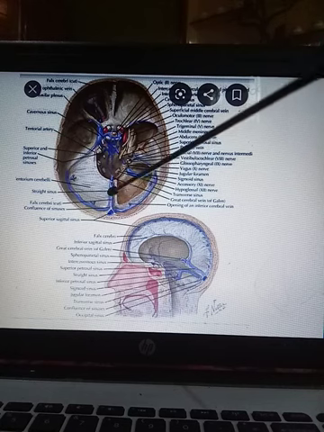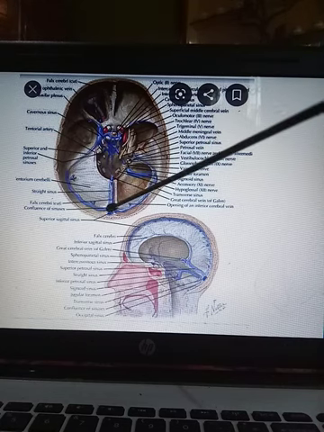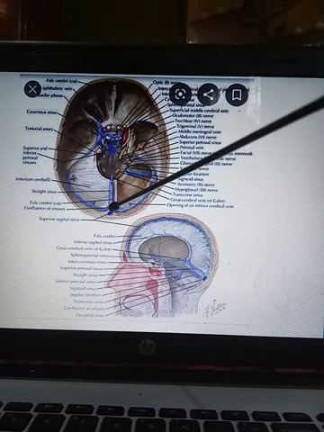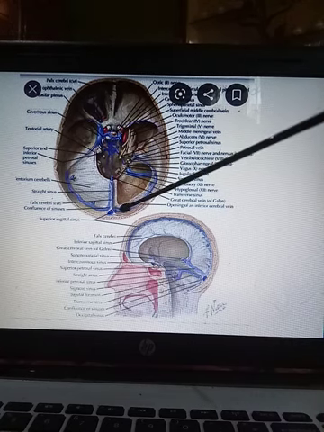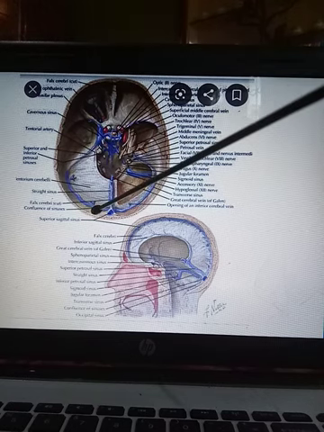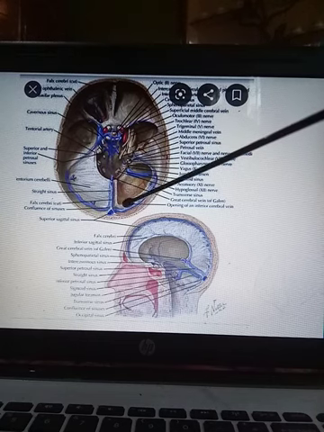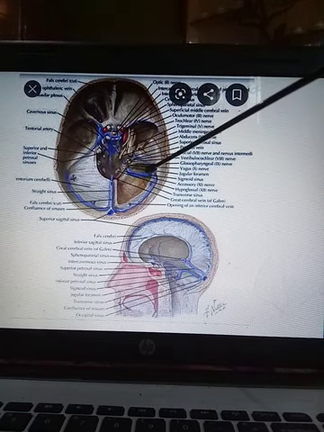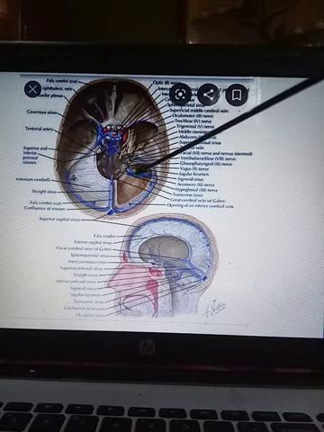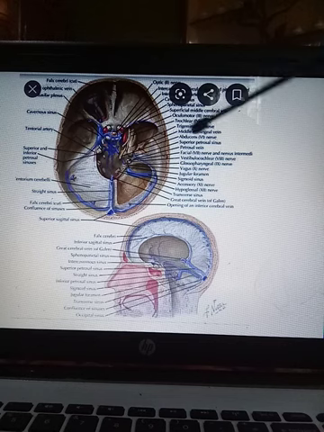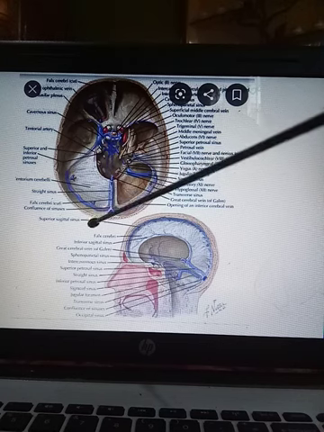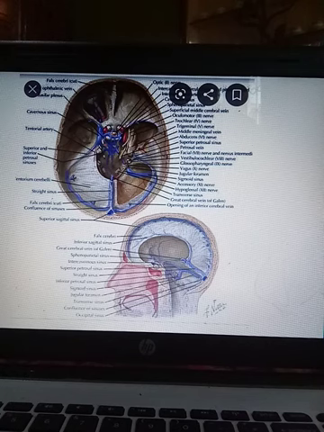In the first diagram we had reached up to the straight sinus. This is the straight sinus. After the straight sinus comes your transverse sinus, one this way and the other this way. The transverse sinus drains into this, which is called the sigmoid sinus, which finally drains into the internal jugular vein. Is it clear?